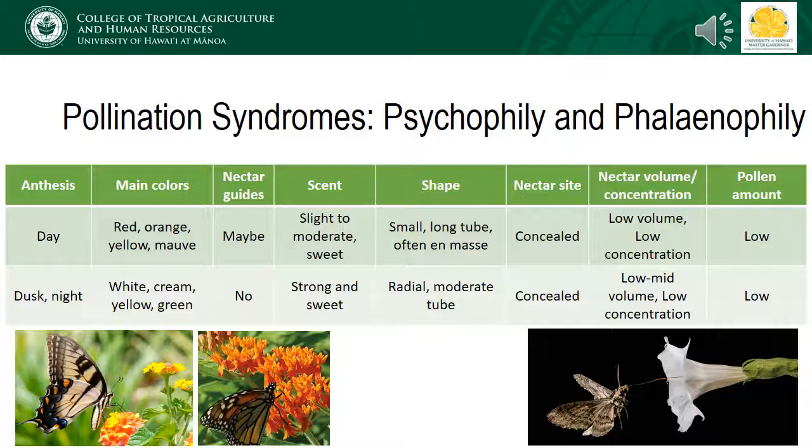Flowers pollinated by moths, which typically fly at night, will also bloom at dusk or at night with a strong sweet aroma. Flowers are lighter: white, cream, pale yellow, or light green, as these colors are most visible by moonlight to aid the moths in finding them. As with psychophilous flowers, they will be radially shaped with a moderate tube concealing the nectaries, which produce low to mid volumes of a low sugar content nectar and very little pollen.